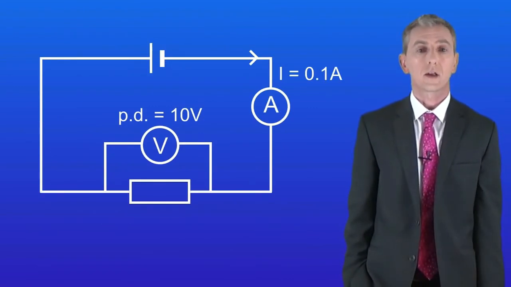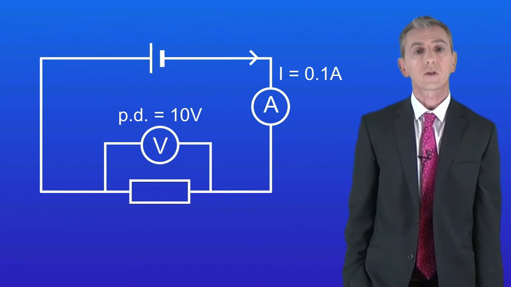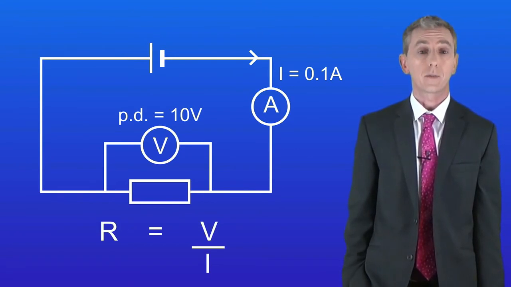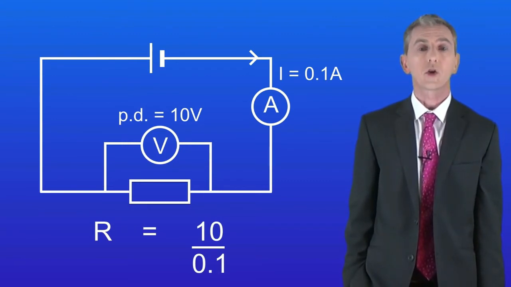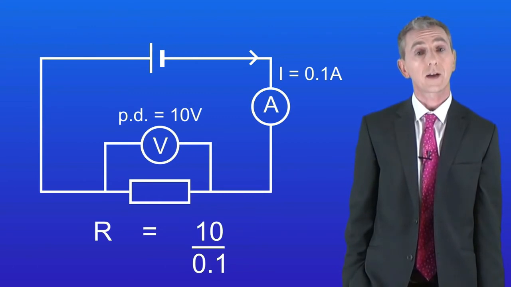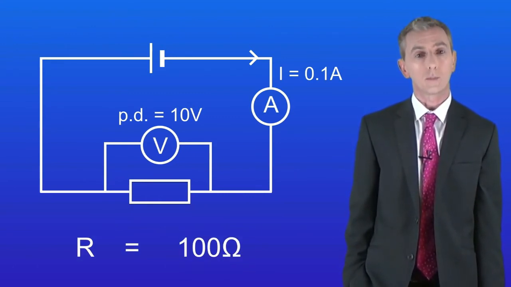We've seen how we can calculate resistance if we know the current and the potential difference. This circuit shows a resistor, and we've got a current of 0.1 amperes and a potential difference of 10 volts. So we calculate resistance using the equation R equals V over I. V is the potential difference, so that's 10 volts. And I is the current, and that's 0.1 amperes. So the resistance in this case is 10 divided by 0.1, which gives us a value of 100 ohms.